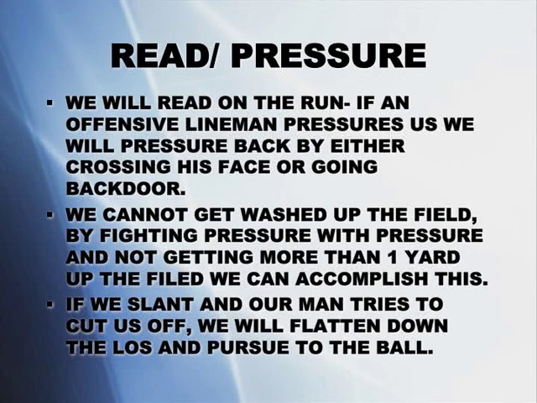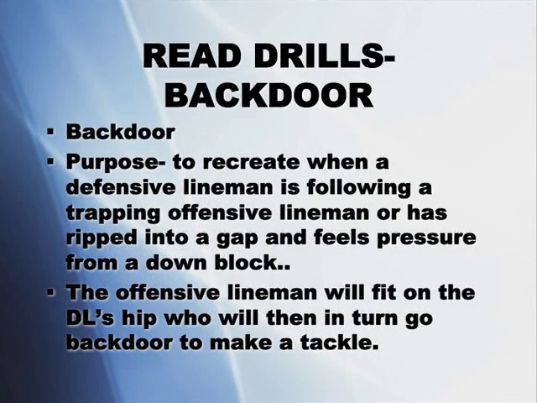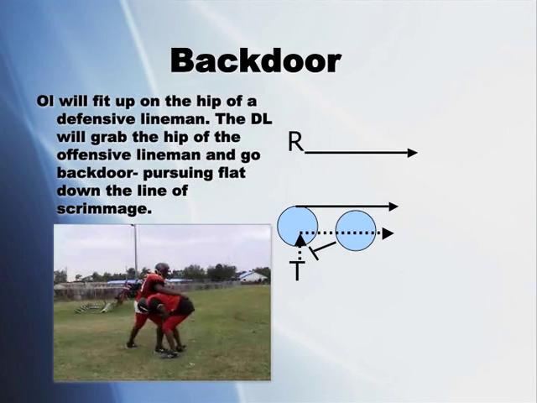If we slant and our man tries to cut us off, we'll flatten down the line of scrimmage and pursue to the football. A drill we do to work our run reads is called backdoor. And the purpose is to recreate when a defensive lineman is following a trapping offensive lineman or is ripped into a gap and feels pressure from a down block. The offensive lineman will fit on the defensive lineman's hip, who will then in turn go backdoor and make a tackle. The drill is set up like this.